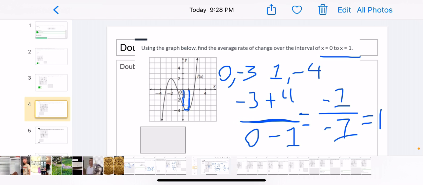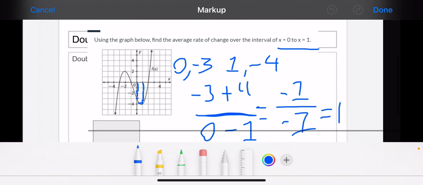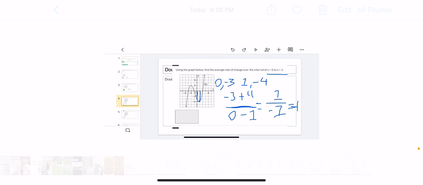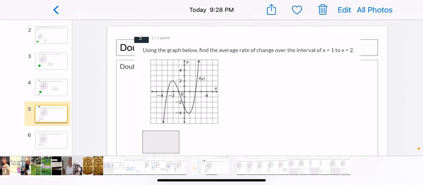What? Oh wait, no. I messed up here. One second. -3 plus 4 wouldn't be -1. That would just be 1. So the end number would be -1. Oopsie. That's why I got my answers in here.